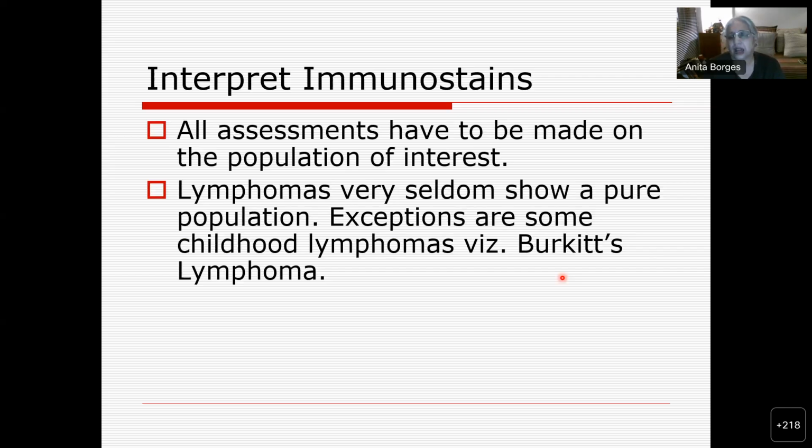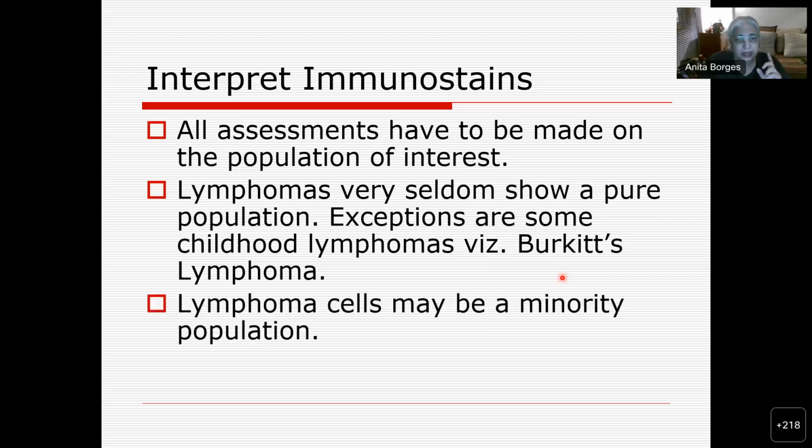But our run-of-the-mill lymphomas are an admixture of B cells and T cells, and let me tell you, it is sometimes exceedingly difficult to tell which is the population of interest. But whatever the situation, please remember that lymphomas may be in a minority in the population. Hodgkin disease is one of them.